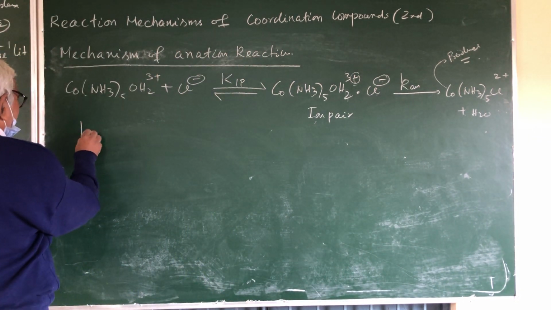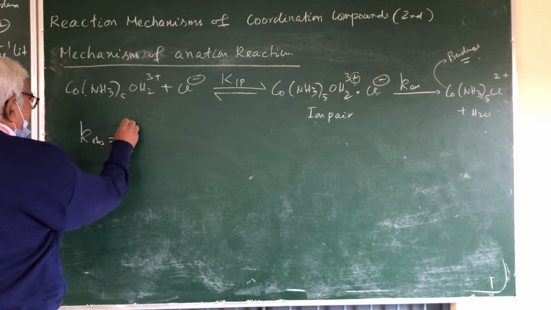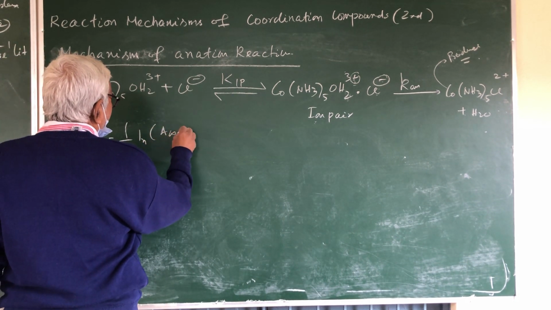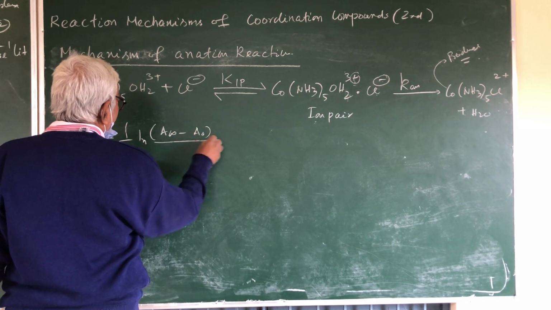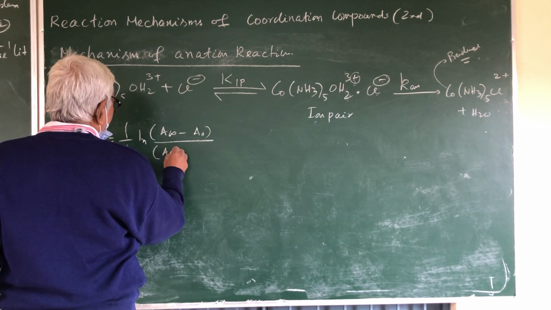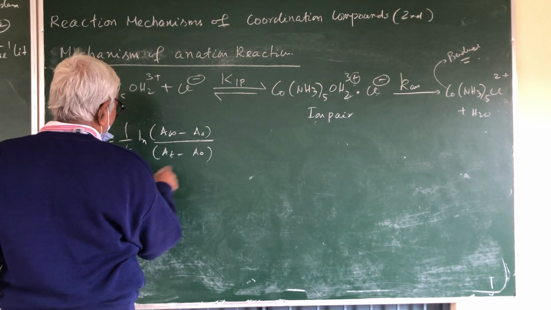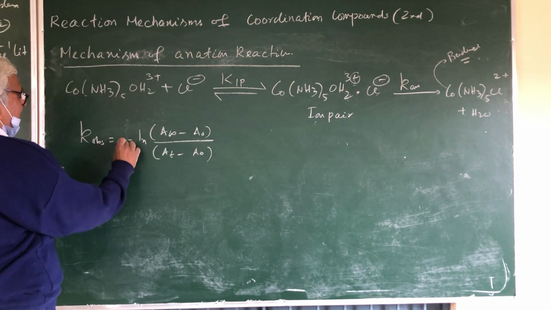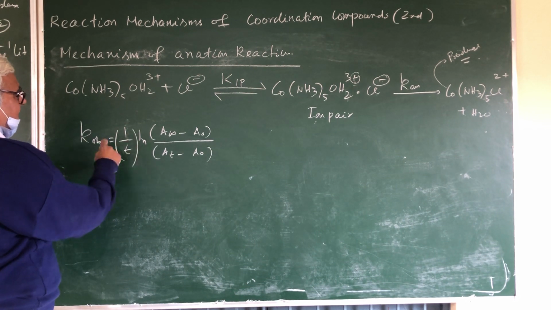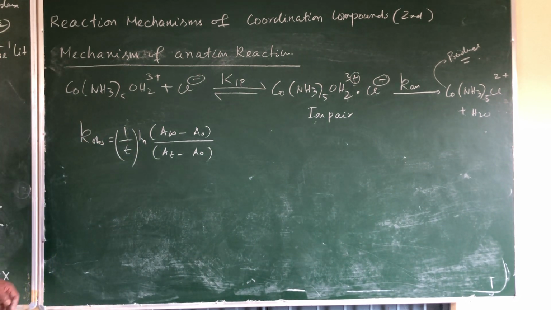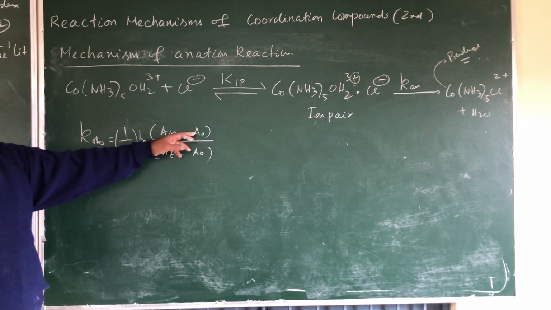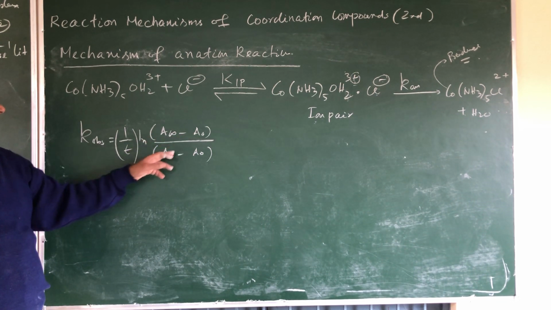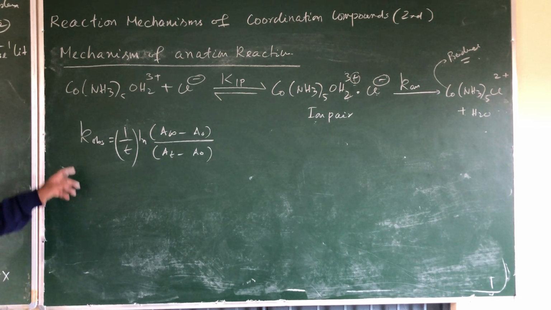So here k observed will be 1 by t ln of absorbance infinity minus absorbance 0 by absorbance t minus absorbance 0. From this equation we can calculate k observed. Because absorbance infinity is higher than absorbance 0, you have to use this equation to calculate k observed.